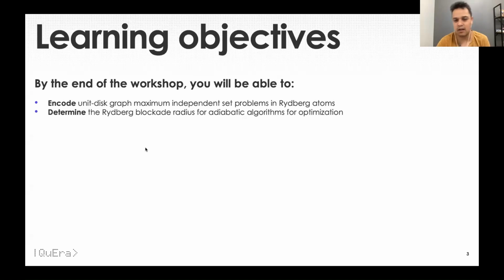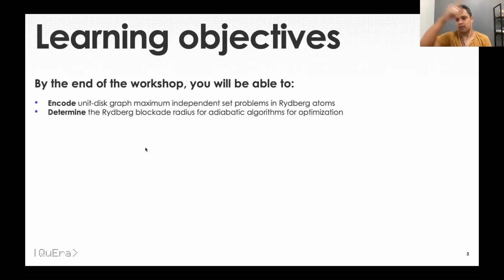Adiabatic algorithms are sometimes called annealing. So if you have heard of annealing, we're talking about the same thing. Is Aquila an annealer? No. Can Aquila do annealing? Yes. When we focus applications on the optimization side, people sometimes think that Aquila is just an annealer. No, Aquila is not just an annealer. It can do very broad and different quantum dynamics.